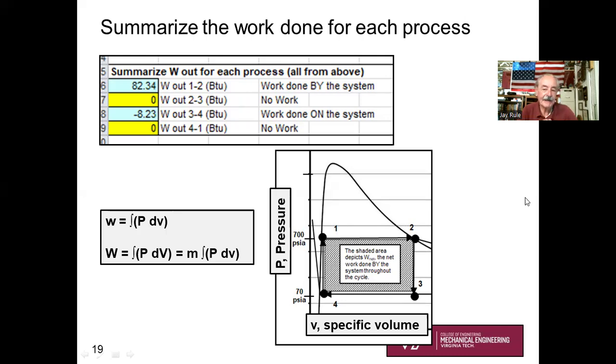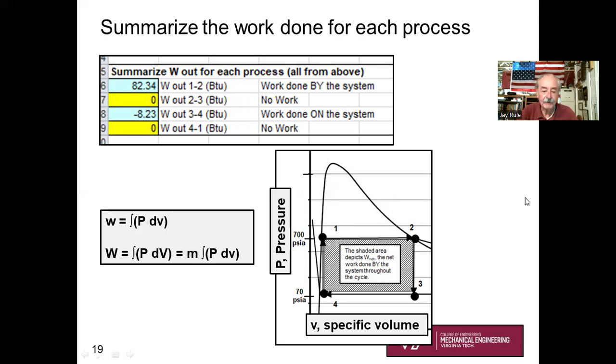So we'll go back to slide 19, where I summarized the work out. So we've already finished getting the work out for each of those four processes. We observed that for two of the processes, 2 to 3 and 4 to 1, they were simply visually zero. Those were easy. The other two, a little harder.